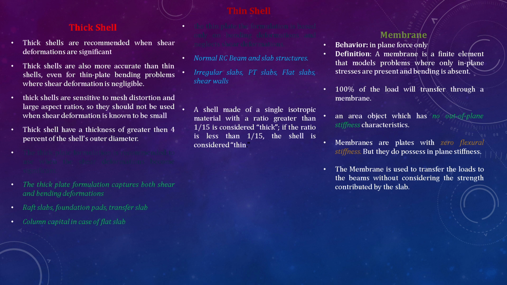Thick cells are sensitive to mesh distortion and large aspect ratio, so they should not be used when shear deformation is known to be small. That means if we have to calculate large deformation of shear, then we have to choose the thick cells. In other cases, we can choose the thin cells.